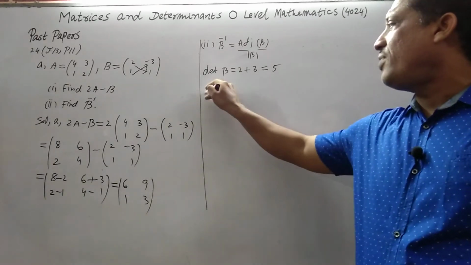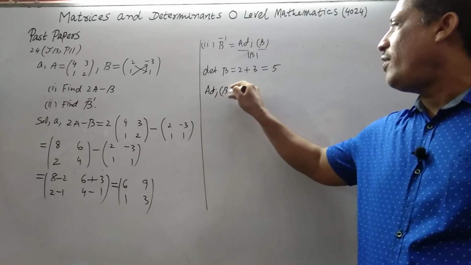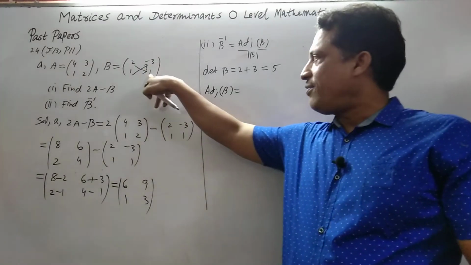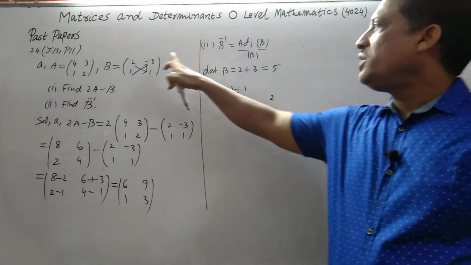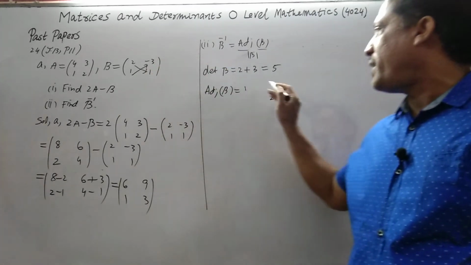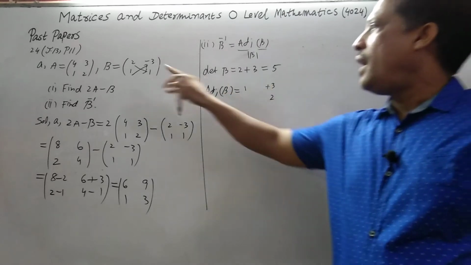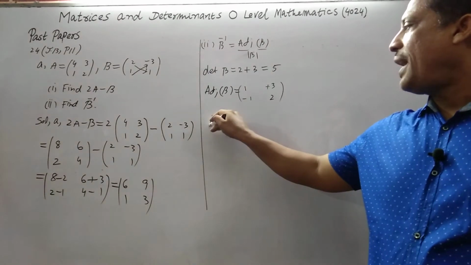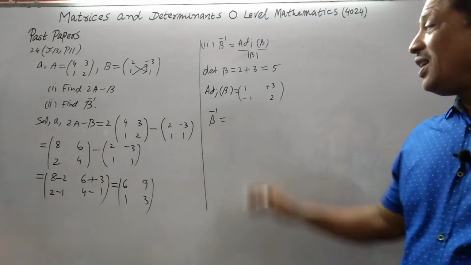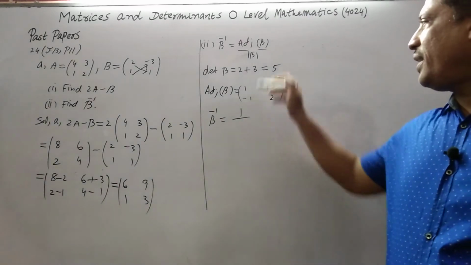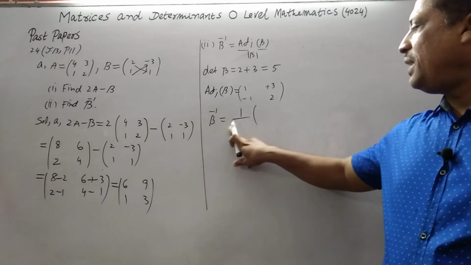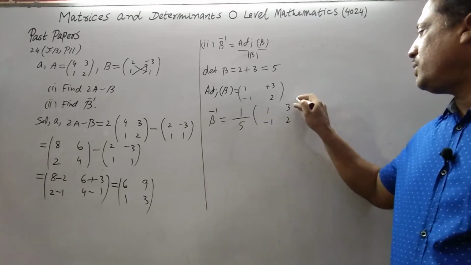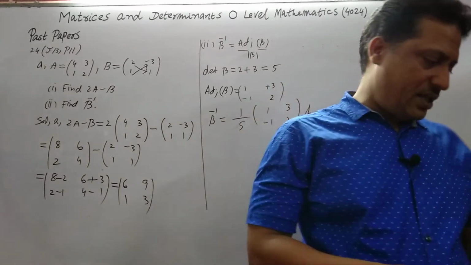The next step is to find the adjoint of B. How to find the adjoint of B? Change the position of 2 and 1, so it will become 1 and 2. Change the sign: minus 3 and 1, minus 3 becomes plus 3, and plus 1 becomes minus 1. And finally, apply the formula. B inverse is 1 upon determinant of B, meaning 1 upon 5, multiplied by the adjoint of B. Minus 1, minus 1, 3, 2 is our final answer.